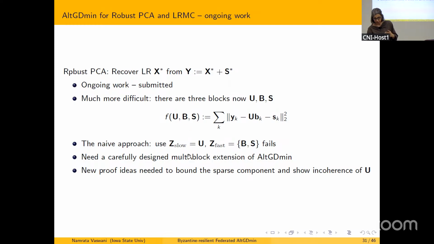So the naive approach, which is to use Z slow as U and Z fast as B, S, will fail because you have to respect problem constraints. Intuitively, you need to initialize S first because there's no bound on the entries of S. It's sparse, right? Sparse outliers are by definition those which are large in magnitude. So you need a carefully designed multi-block extension of AltGDmin, which is hopefully a topic for another talk, and then you need new proof ideas too.